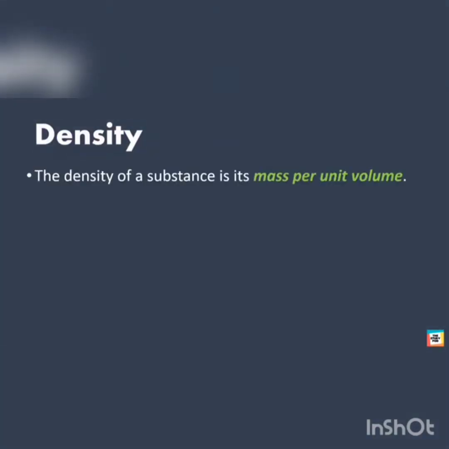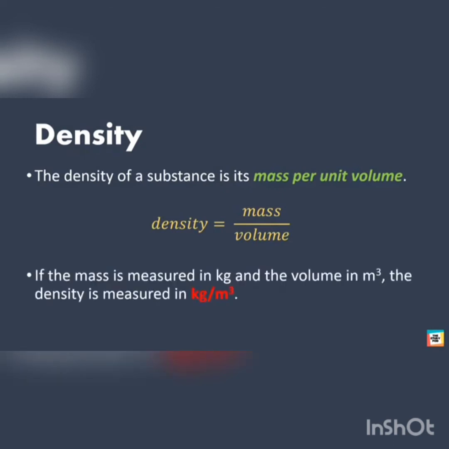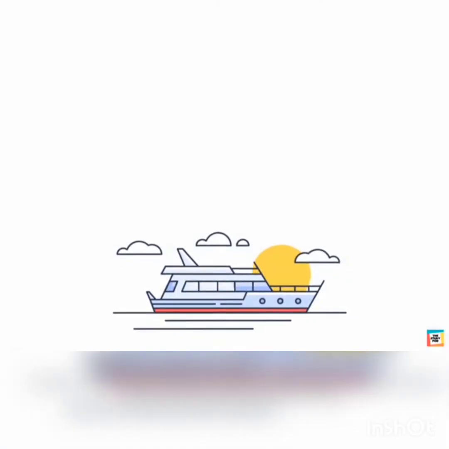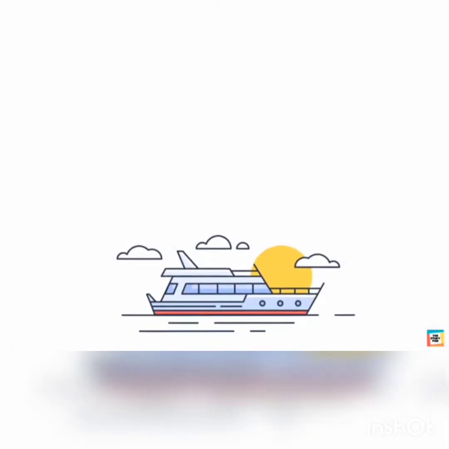Density. The density of a substance is its mass per unit volume. Mathematically, we can write density equals mass by volume. If the mass is measured in kg and the volume in meter cube, the density is measured in kilogram per meter cube.